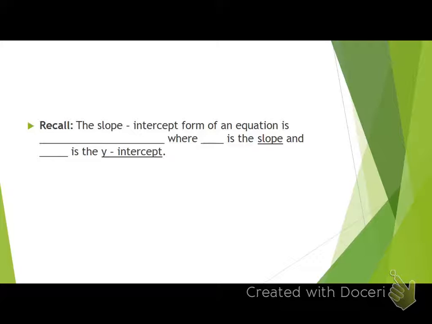The slope-intercept form of an equation is... Anybody remember slope-intercept form? There is an M in there somewhere. Isn't this y equals mx plus b? There we go. Y equals mx plus b is correct. So y equals mx plus b is slope-intercept form. M is the slope. B is the y-intercept. That should all be review for all of us. Questions, concerns, or need more time?